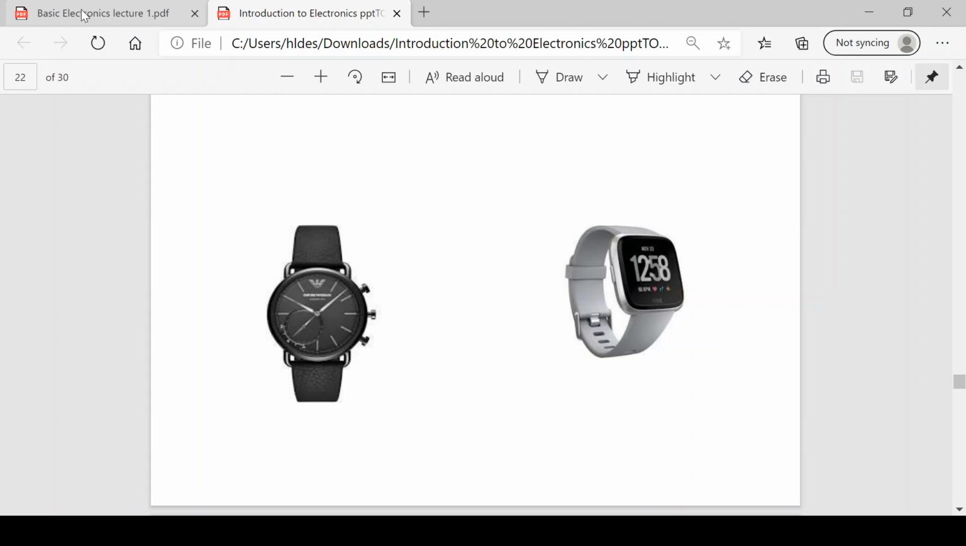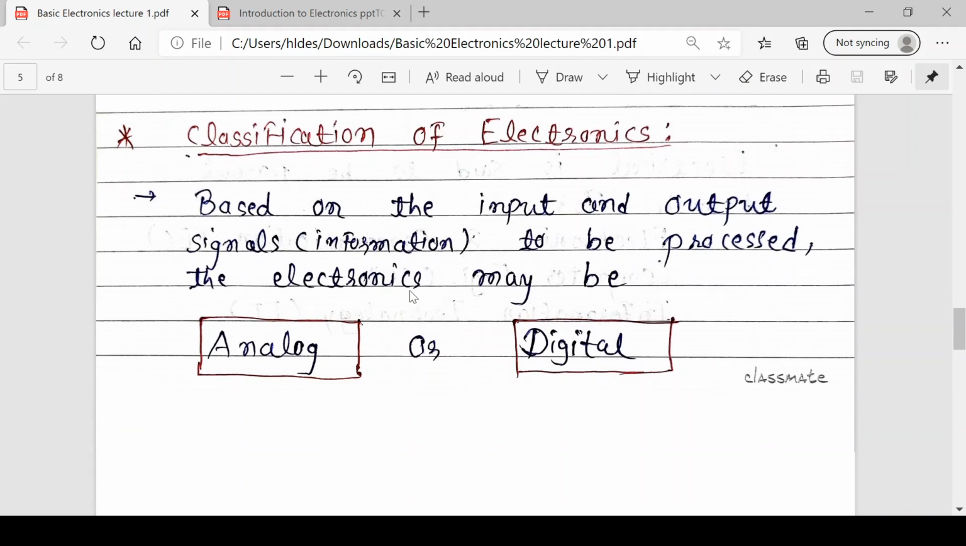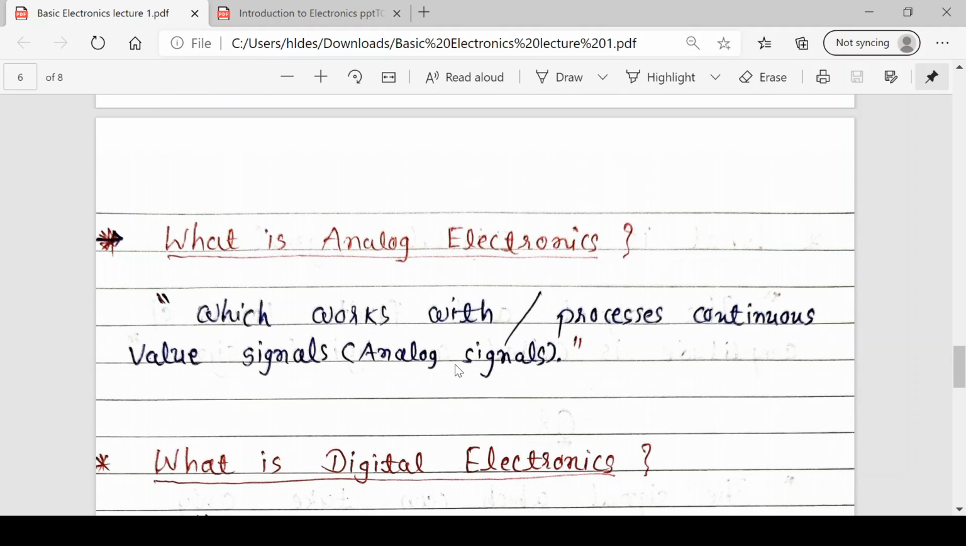So let's go back. How do we define analog electronics and how do we define digital electronics? So what is analog electronics? The electronics which works with continuous value signals. The analog circuits which work with continuous value signals. Continuous in the sense their values will be in a continuous range. So from a given range you can have any value.